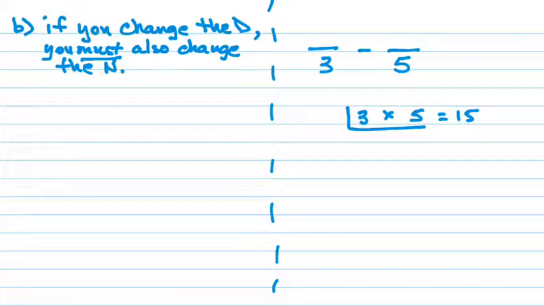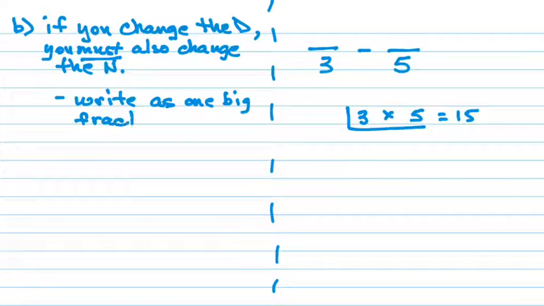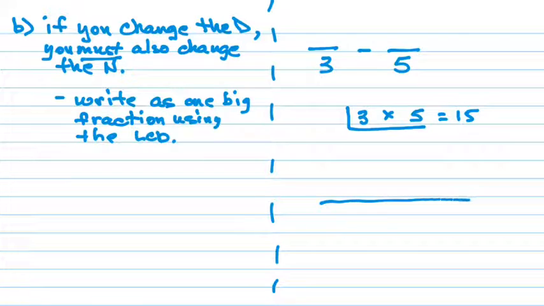To do that, first, write as one big fraction using the LCD. So in other words, you've got a new denominator, right? So you're just going to write it as one big fraction using that LCD. Because your whole point is to put 2 or 3 fractions together as what? 1. So write it as 1.